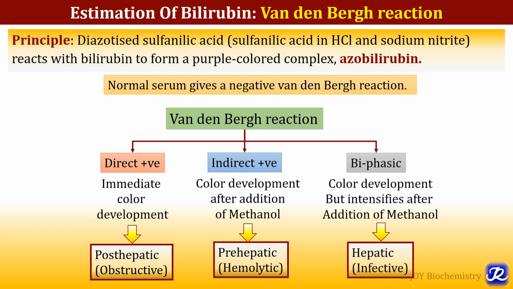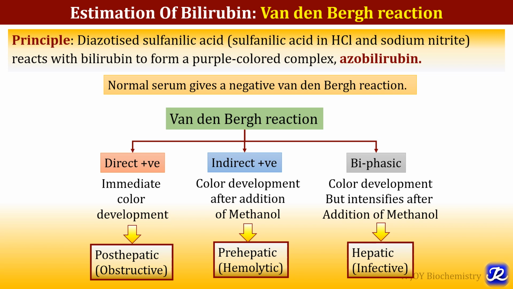The third is the biphasic reaction. So what happens in the biphasic reaction? There is development of color immediately after adding the reagent, but the color is very pale. But that color intensifies after addition of methanol, and this occurs in hepatic or infective conditions. Now, when can this biphasic reaction occur? If the serum contains both direct as well as indirect bilirubin, both conjugated as well as unconjugated bilirubin.